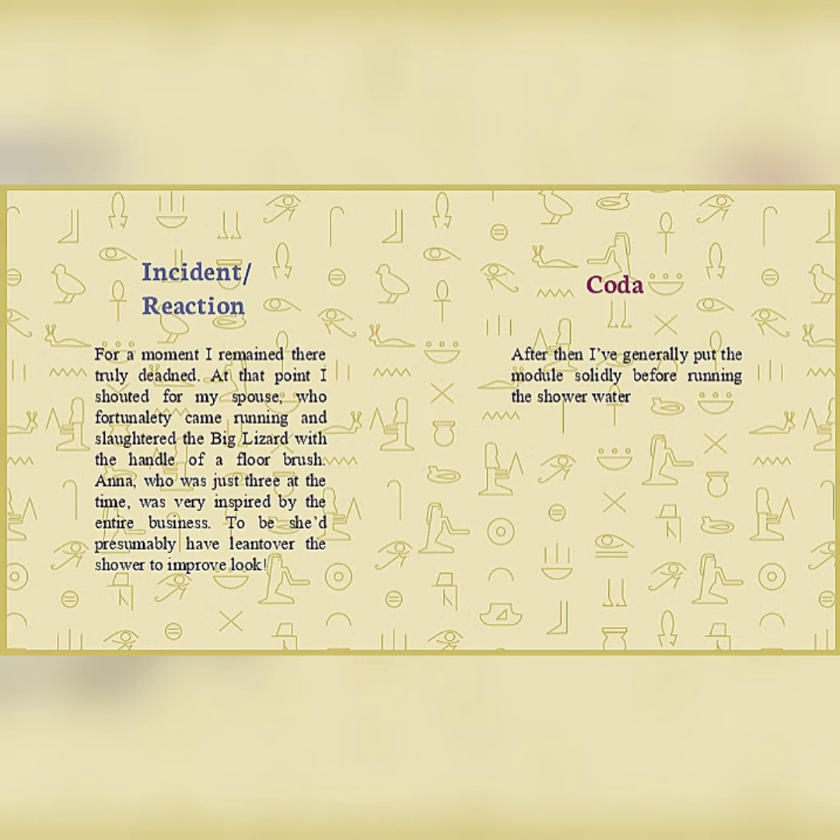At that point, I shouted for my spouse, who fortunately came running and slaughtered the big lizard with the handle of a floor brush. Anna, who was just 3 at the time, was very inspired by the entire business. To be sure, she should presumably have leaned over the shower to get a better look. And the last is coda. After then, I have generally put the module solidly before running the shower water. That's all our explanation about anecdote text.